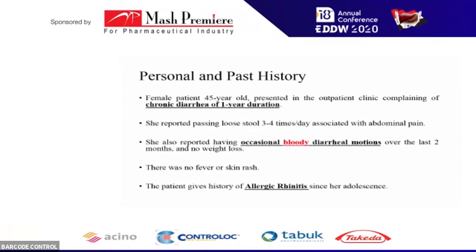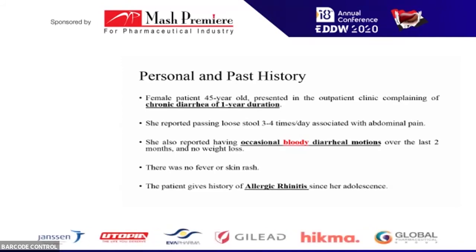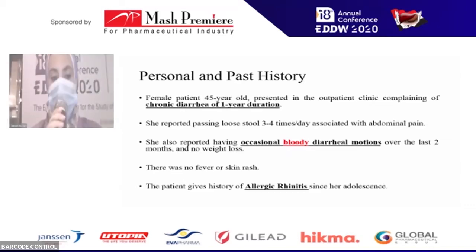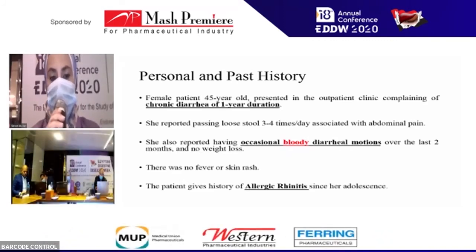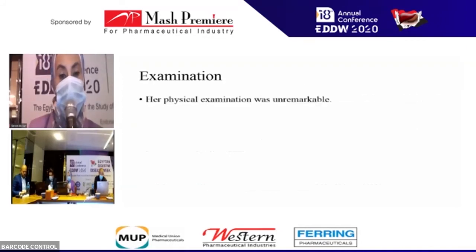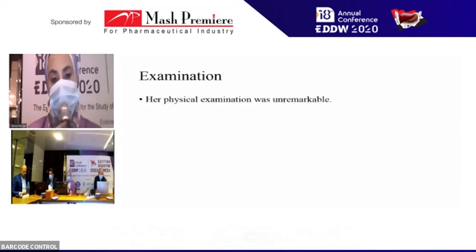Yes, she is a 45-year-old presented in the outpatient clinic complaining of chronic diarrhea of 1 year duration. She reported passing loose stool 3 to 4 times per day associated with abdominal pain. She also reported having occasional bloody diarrheal motions over the last 2 months and no weight loss. There was no fever or skin rash, and the patient gives a history of allergic rhinitis since her adolescence. Her physical examination was unremarkable.